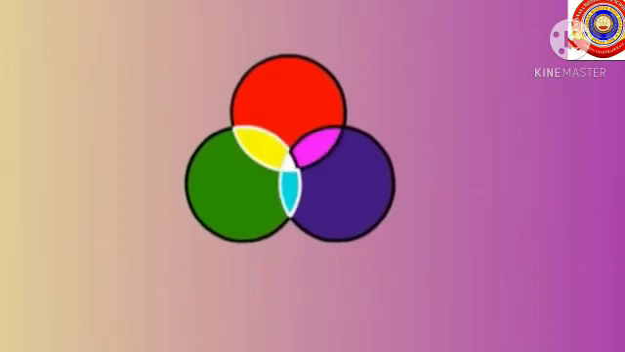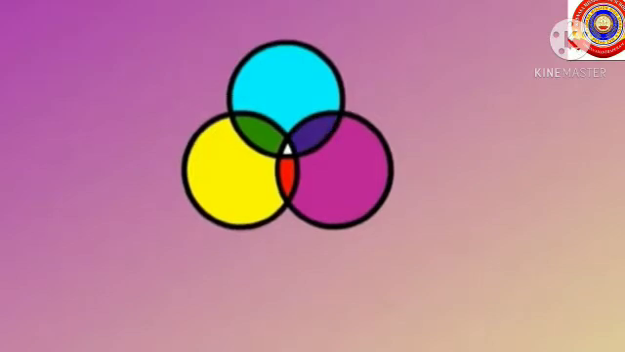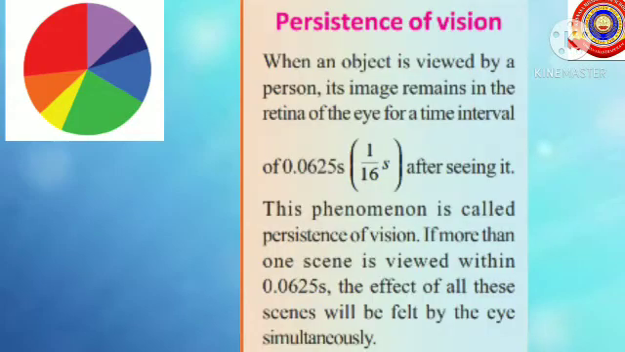So, these secondary colors are also known as complementary colors. In correct combination, they can give back the primary colors. Yellow and cyan give green, cyan and magenta give blue, magenta and yellow give red as shown here. So, the disc appeared white due to persistence of vision. So, let's see what is persistence of vision.